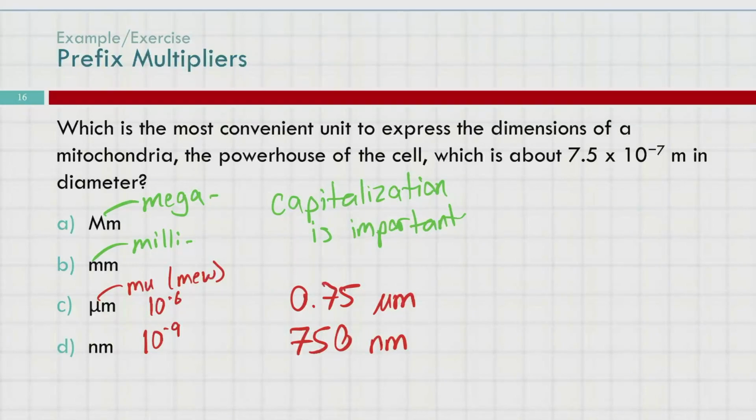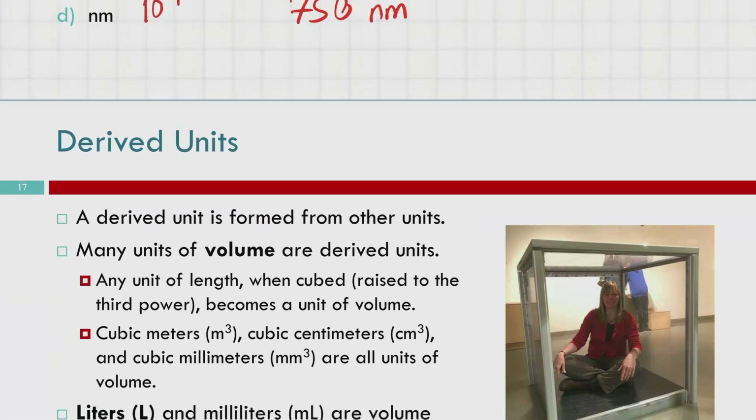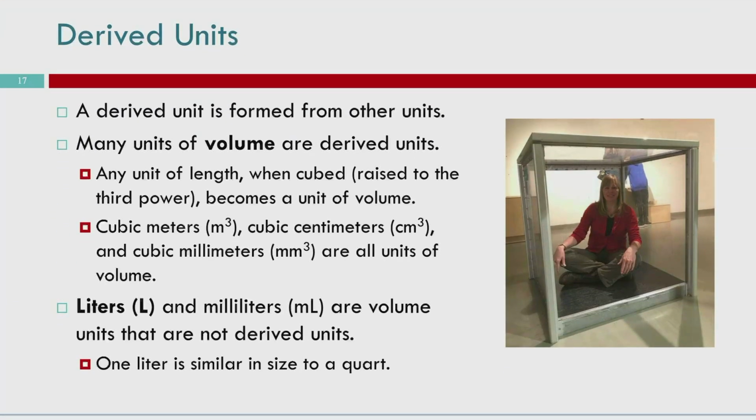Questions about our very fun prefix multipliers and base units? Great. There are also derived units. We know of some derived units. Derived units are formed from other units. They come from other units. That's what derived means, or it comes from something else.